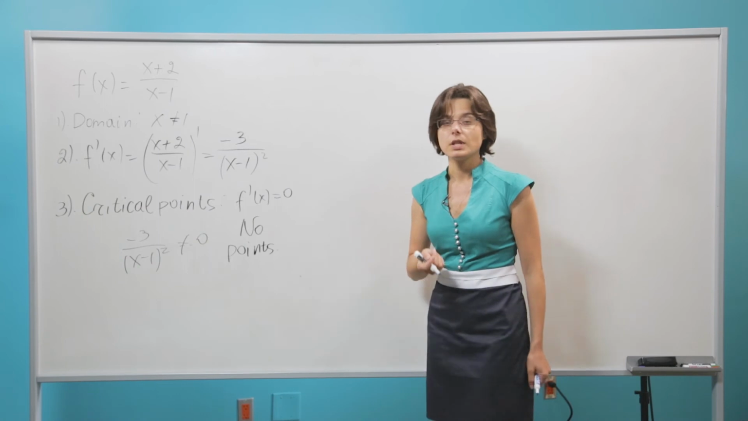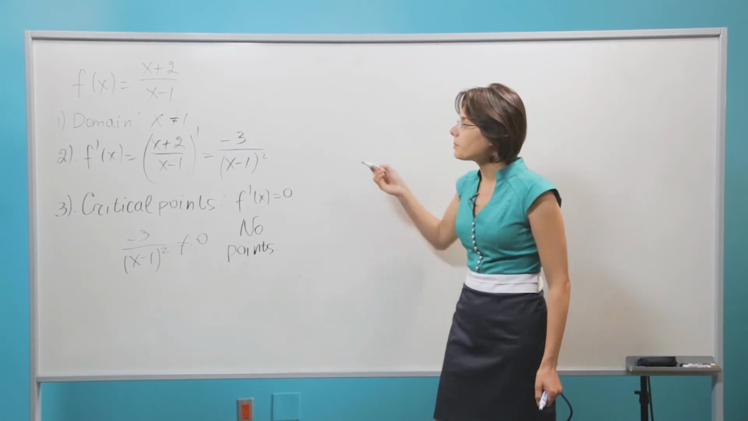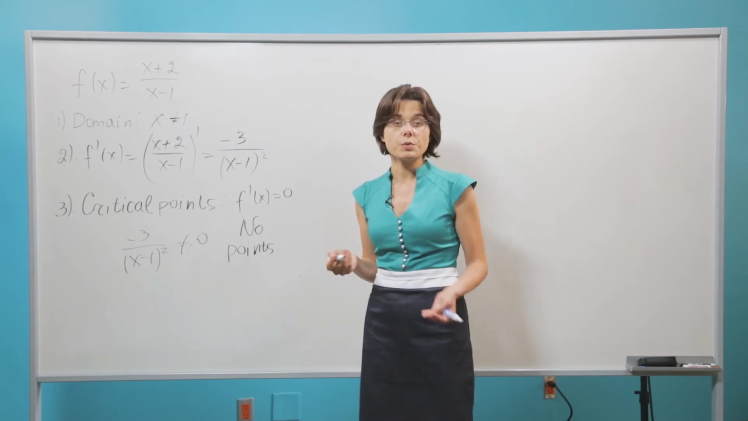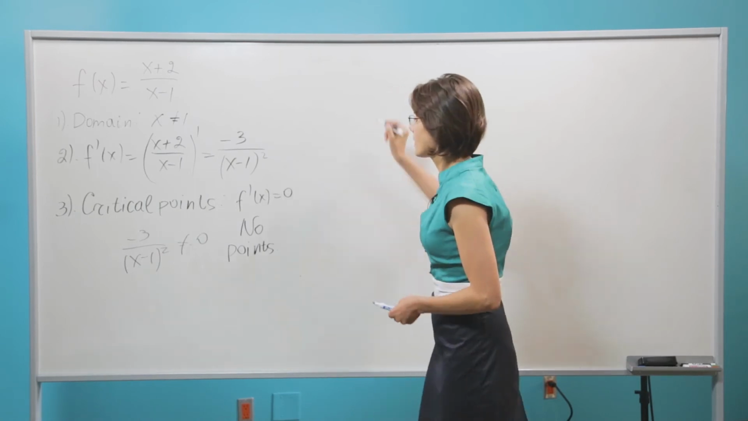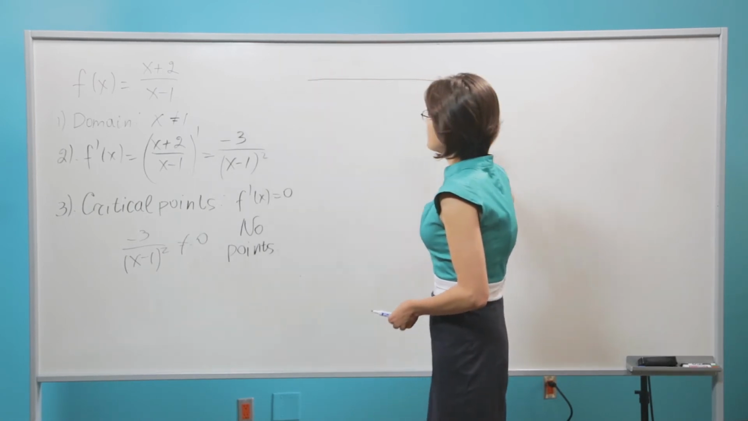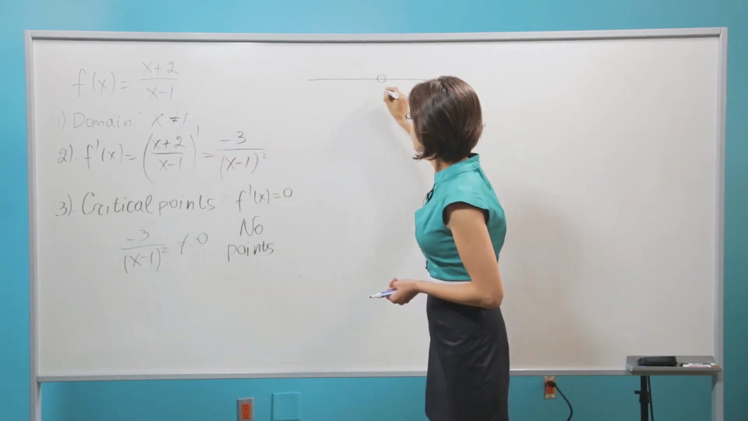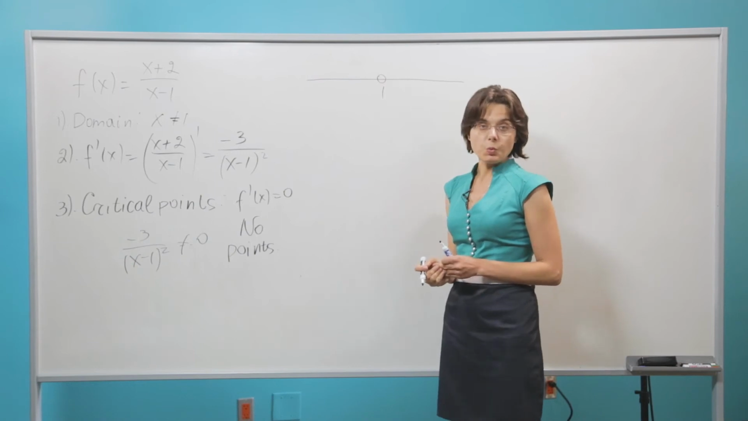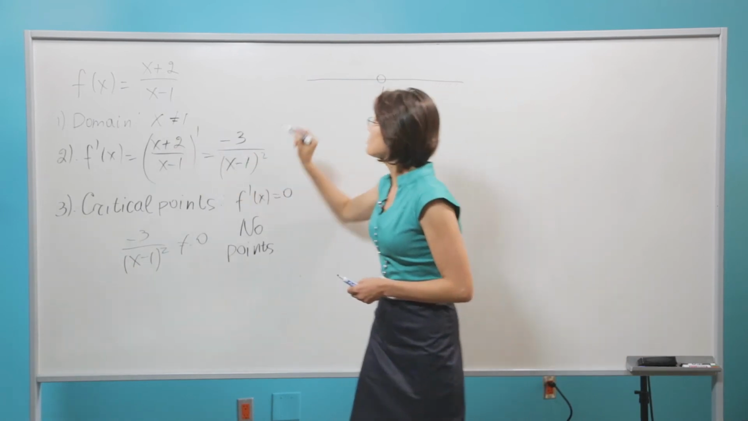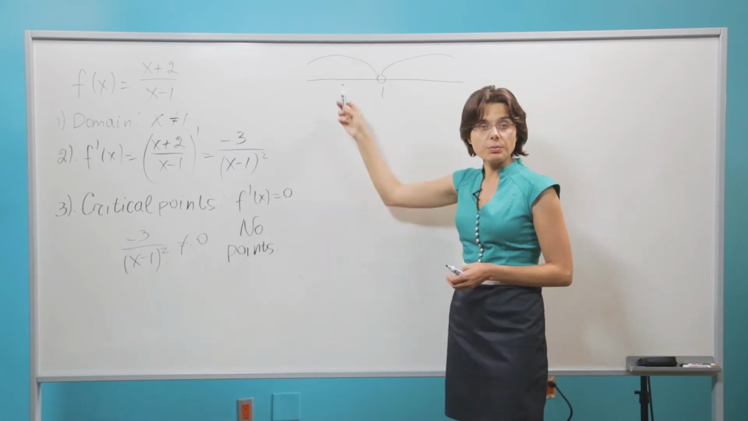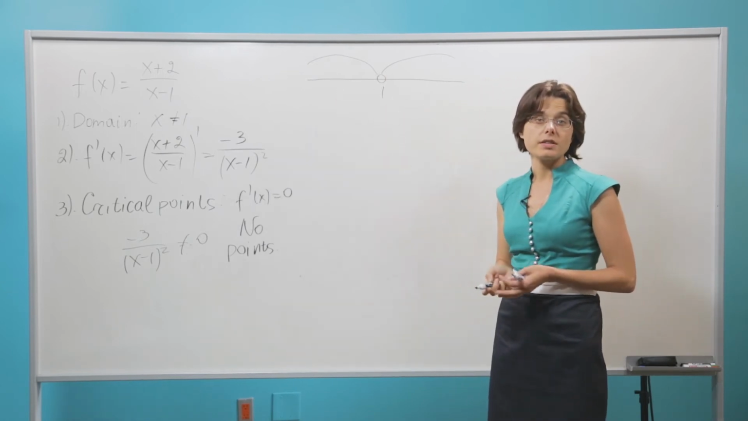It means that through the whole domain, the function will be either increasing or decreasing. So we still have to check it. I take the domain of the function, and we have to throw away point 1. So this point 1 will split our domain into 2 parts. And in each subinterval, we have to check the sign of the function.